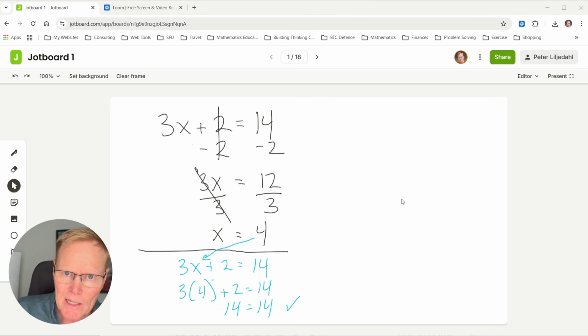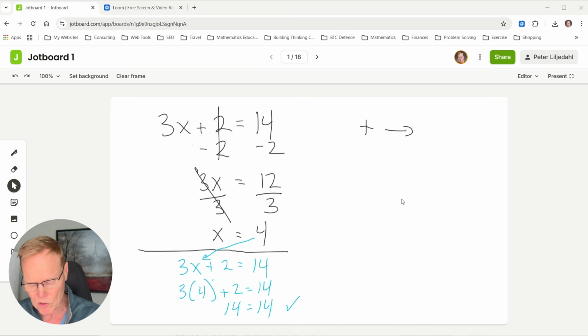The second thing I did in the launch is I said, okay, let's go back to this idea that you subtracted 2. Why did you subtract 2? And they said, well, because we have to isolate the x. I said, yeah, but why subtract 2? I get we have to isolate x. Why subtract 2? And then somebody said, well, it's the inverse operation. I said, okay, so we have these inverse operations. If we have a plus, what's the inverse operation? They said minus. What if we have a minus? What's the inverse? They said plus.